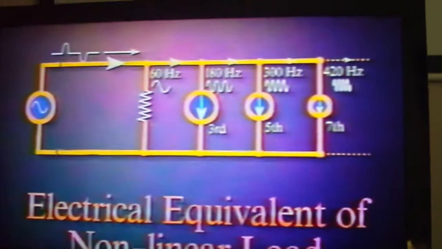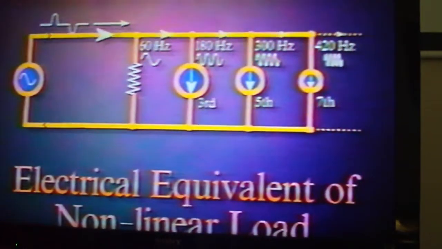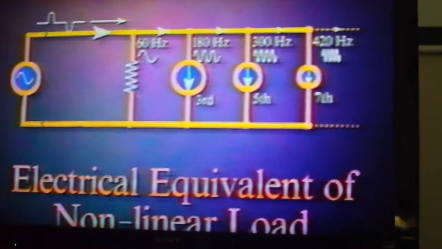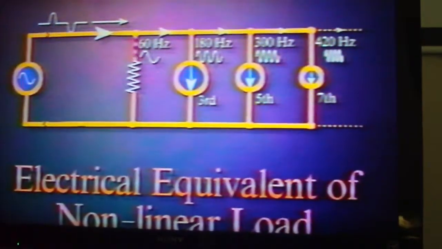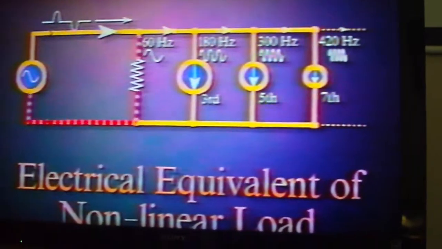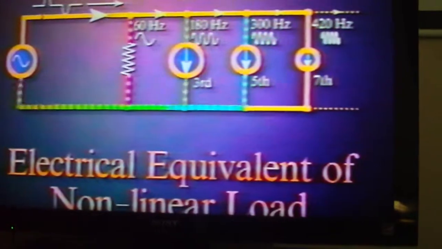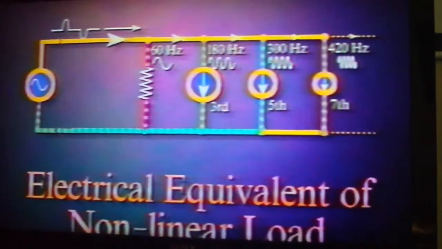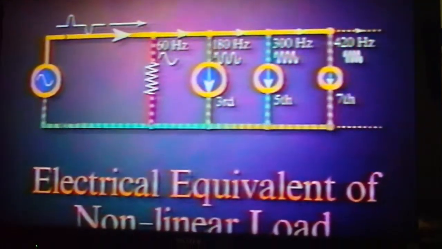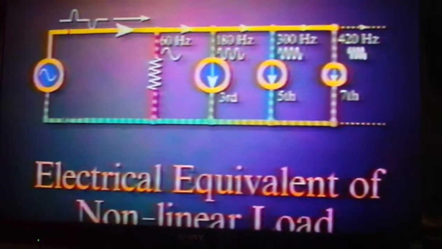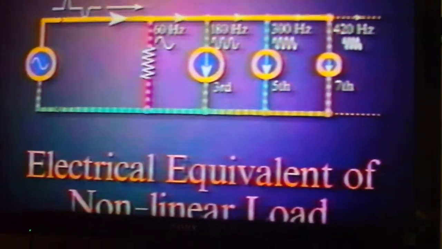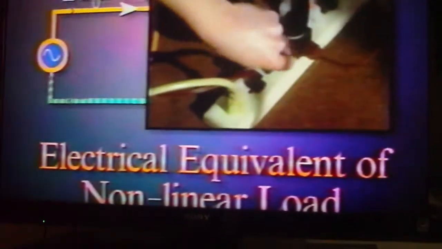This load can be represented by a resistor in parallel with several current generators operating at harmonic frequencies. The resistor conducts current at the fundamental frequency. The harmonic current generators pump out current at higher frequencies. These all add together to form the distorted current drawn by the nonlinear load, which enters the power distribution system where the load is connected to the power line.